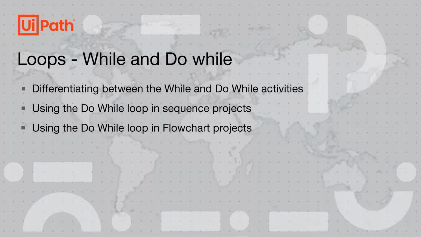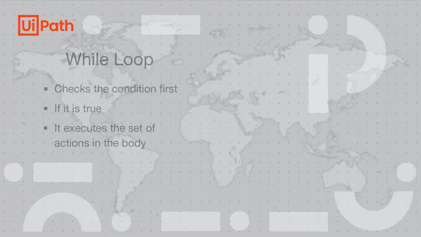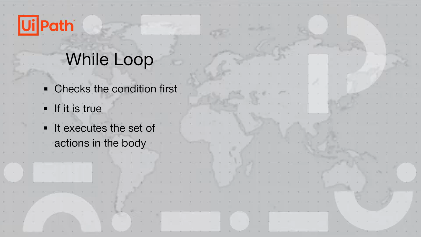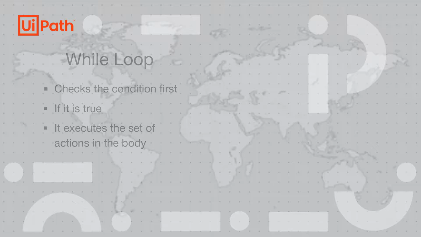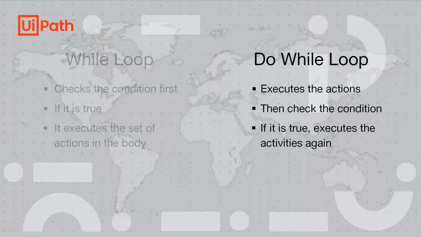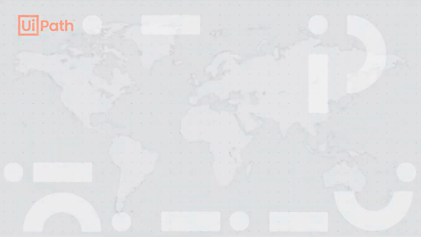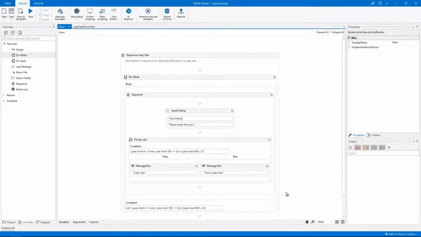The while and do-while loops work by repeating a given set of actions from the body while the specified condition is true. The only difference between the two is the order in which the two elements are executed. The while loop checks the condition first, and if it's true, executes the set of actions in the body. On the other hand, the do-while loop executes the actions, then checks the condition, and, if true, executes the activities again.